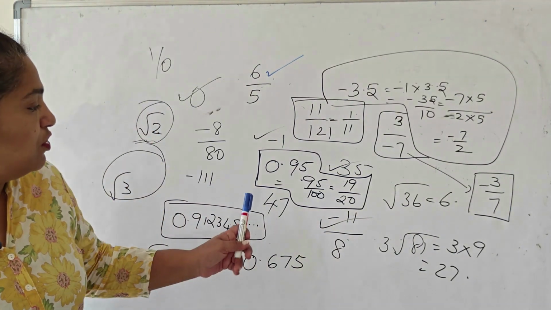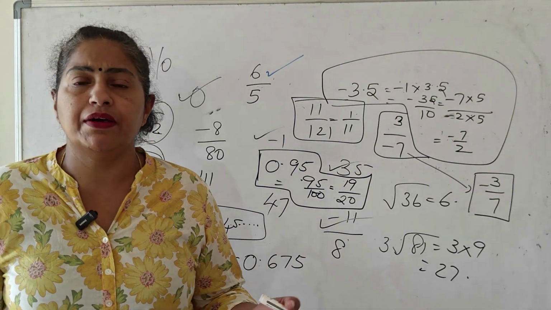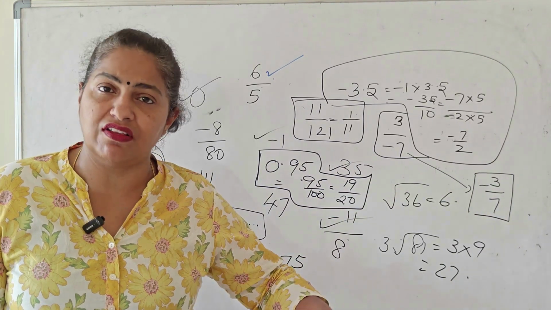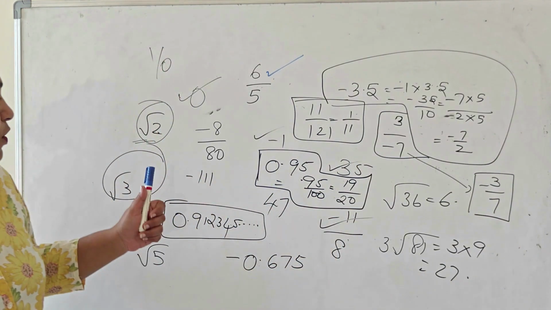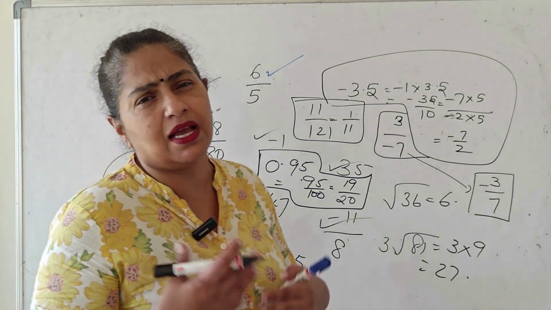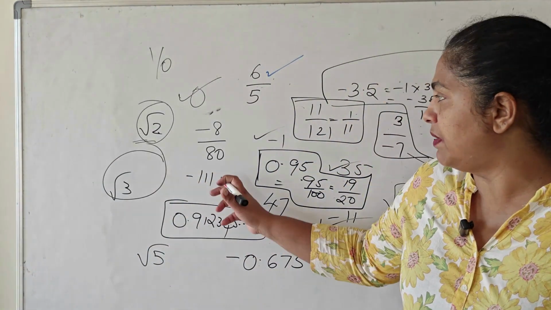Okay. Now, 47. A very normal number. It can be represented as 47 by 1. Thus, 47 is a rational number. Now, minus 111. Again, I am not repeating. It is again a rational number.